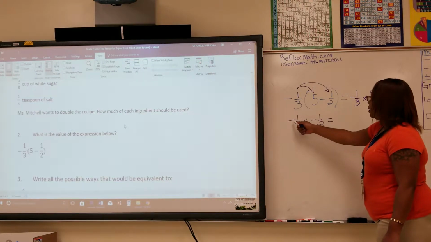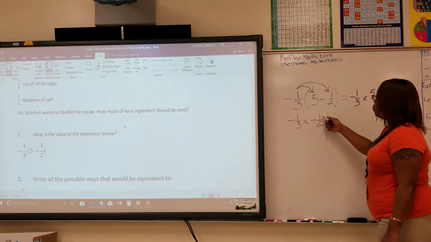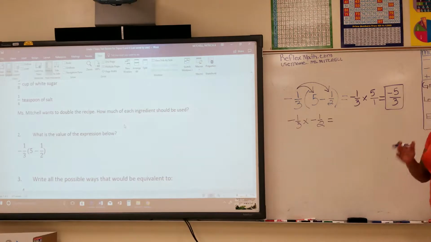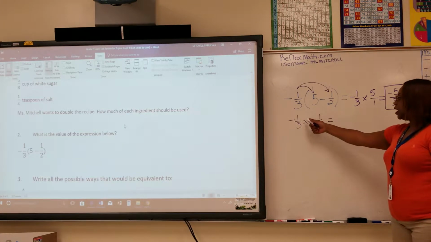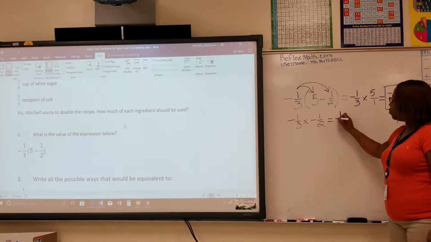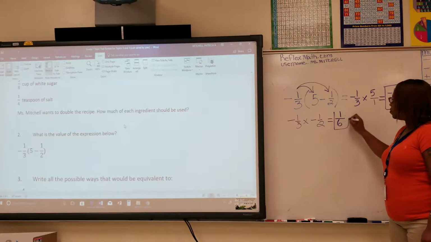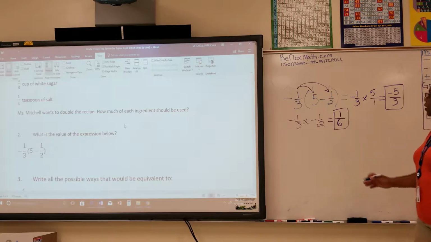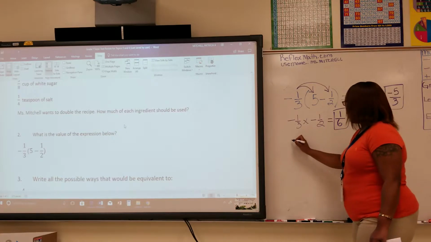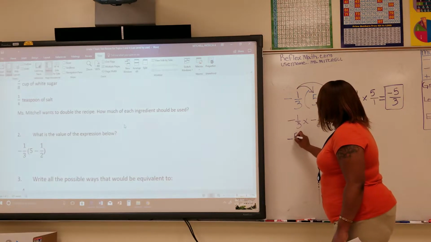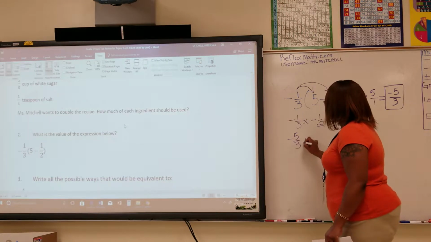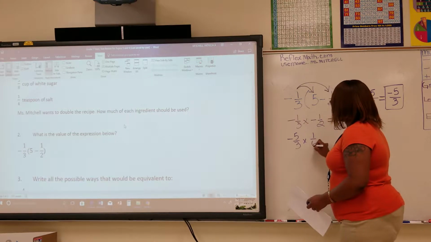So, -1 times -1 will give us a positive. Why? Because a negative and a negative will equal a positive. So -1 times -1 will give us 1. 3 times 2 will give us 6. So now we can go ahead and plug everything back in. So now we'll have negative 5 over 3 times 1 over 6.